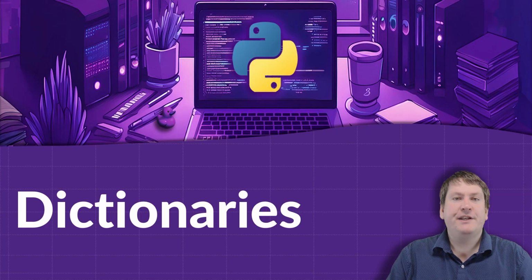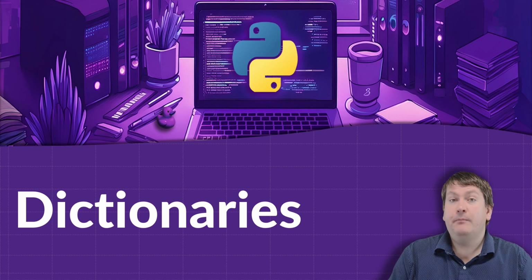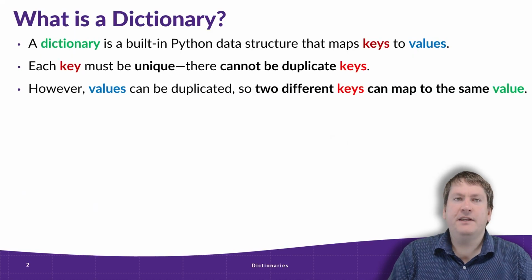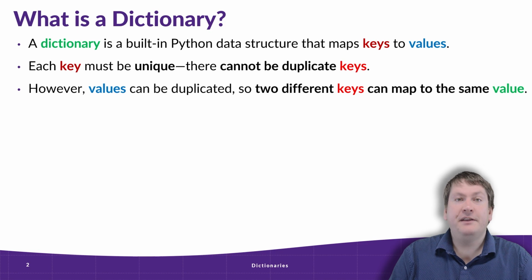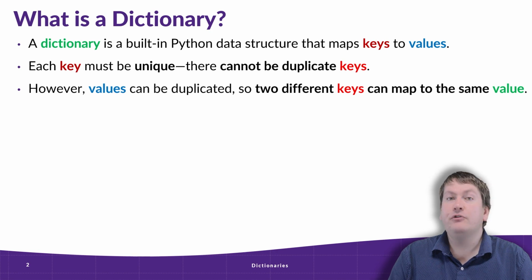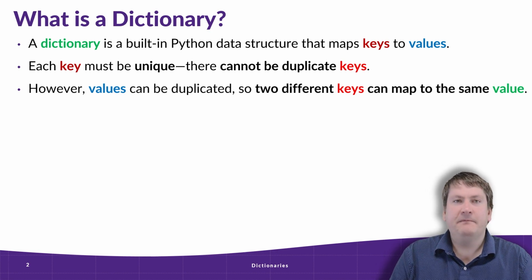In this video, we're going to be taking a look at dictionaries in Python. So what is a dictionary? A dictionary is a built-in type in Python, a data structure that lets us map keys to values. Each one of these keys must be unique, and we can't have duplicate keys. Values, on the other hand, can be duplicated, so two different keys can map to the same value.